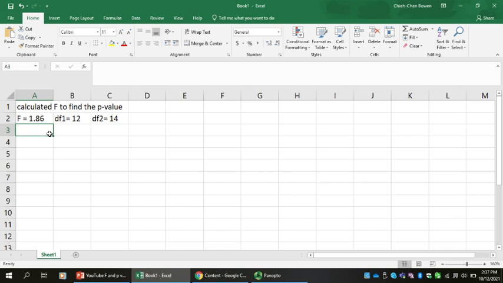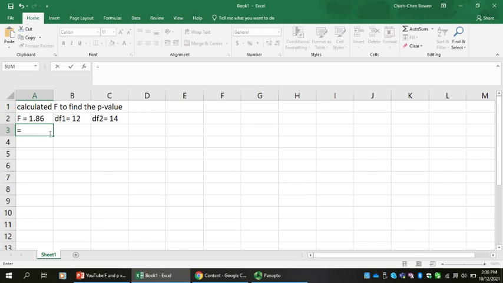If the calculated p-value is less than 0.05, then the result is significant. If the p-value is greater than or equal to 0.05, then the result is not significant. So using Excel will make it very convenient. You don't have to have a bunch of probability-based tables in the back of the book.